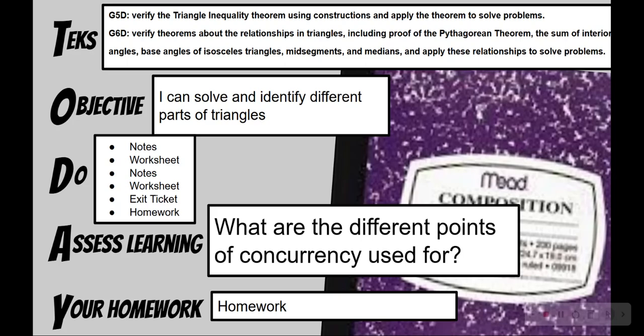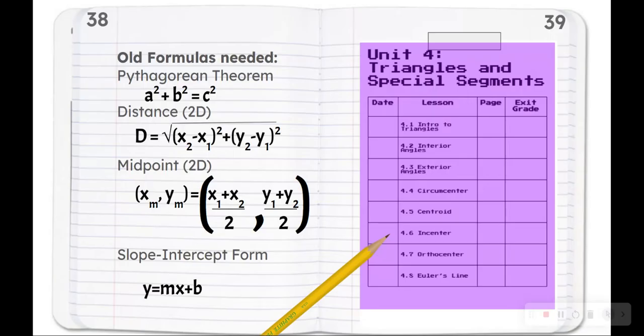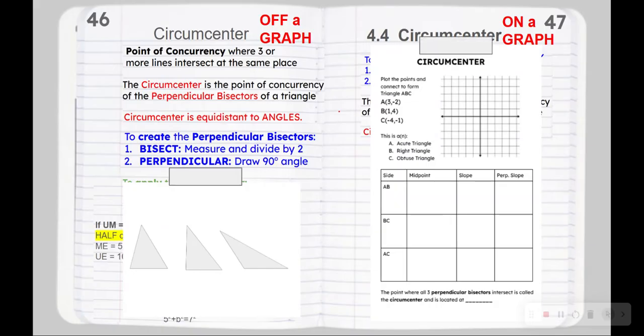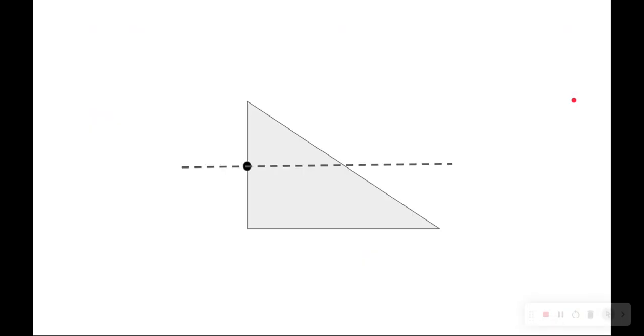In this lesson, we're going to review how to find another point of concurrency. So remember, our points of concurrency that we've talked about so far: we talked about the circumcenter, and that is when three perpendicular bisectors of a triangle intersect. And what does that look like? Again, remember, you bisect the triangle, draw a perpendicular line, and do that to all three sides.